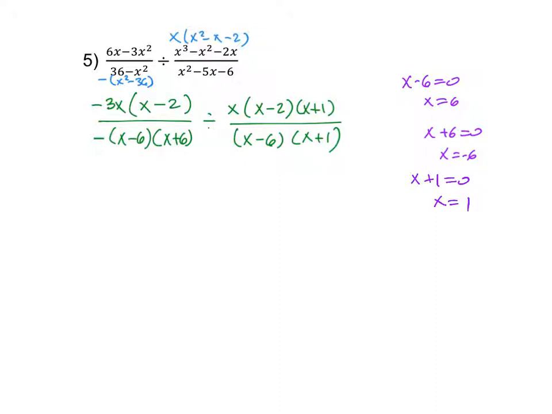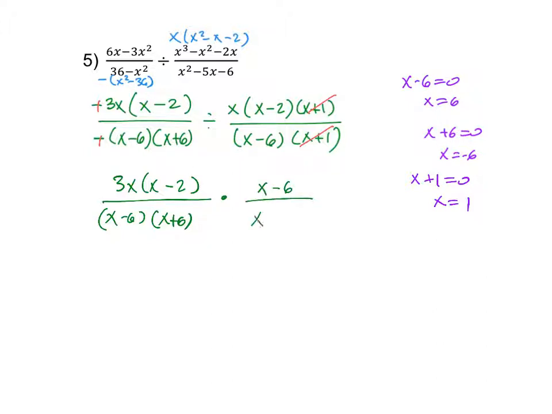I'm going to start by simplifying anything that I can simplify on each fraction. So I can simplify this one, and I can simplify those two negative signs right there. So I have 3x times x minus 2 divided by x minus 6, x plus 6. I'm going to change the sign to multiplication, and I'm going to flip my fraction: x minus 2, sorry, x minus 2.